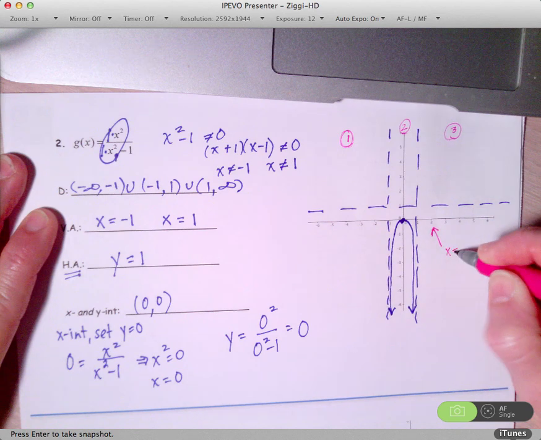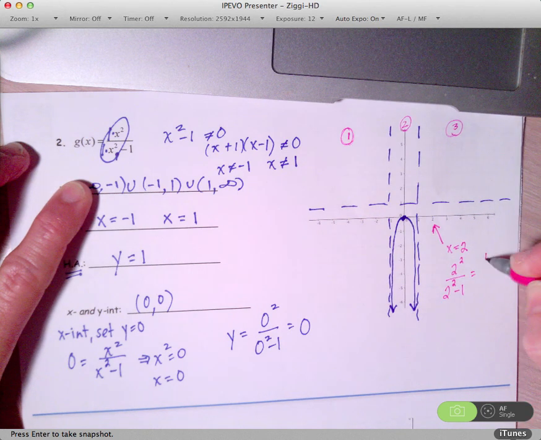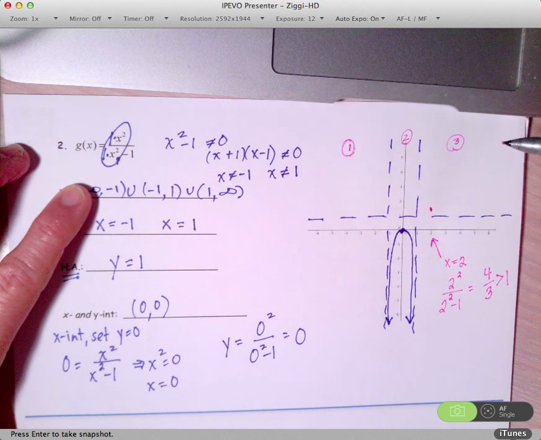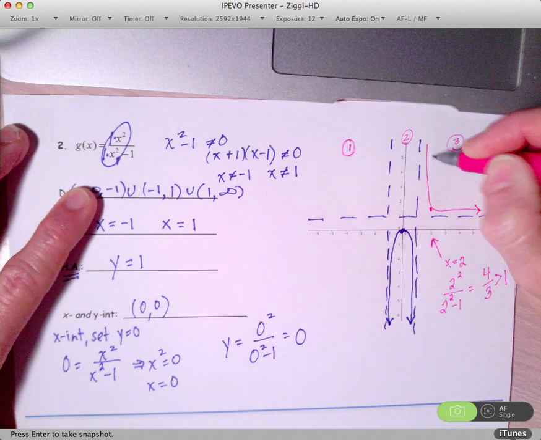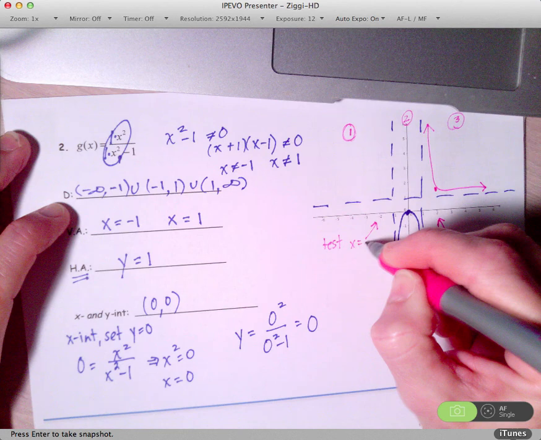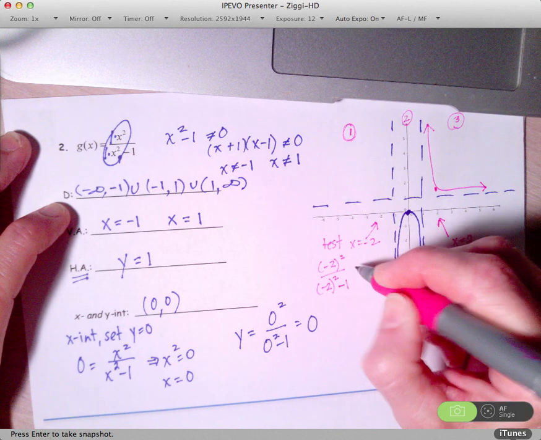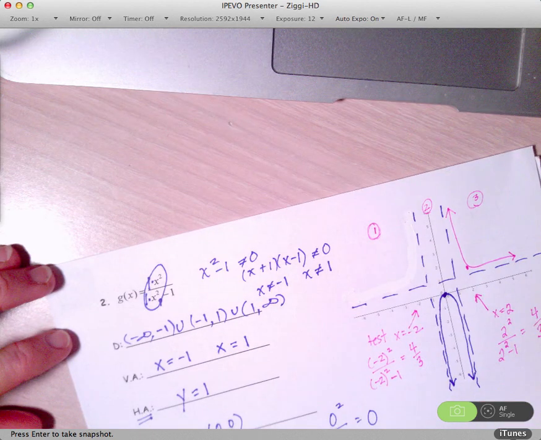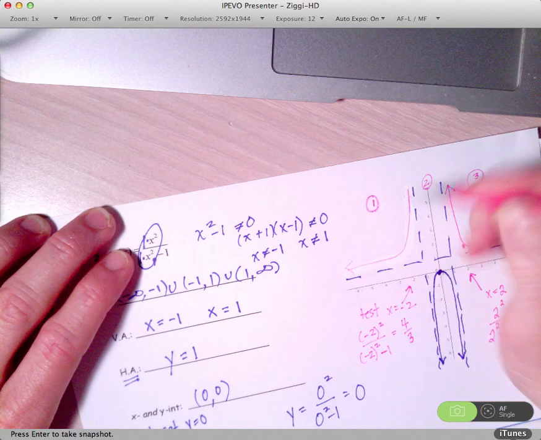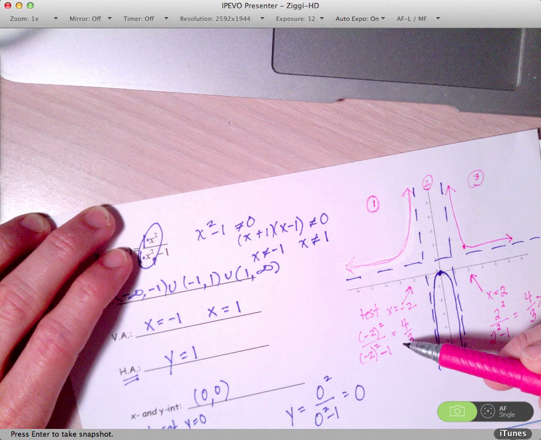So let's pick this value. We'll test x equals 2, and if you fill that in, you get 2 squared over 2 squared minus 1, so 4 over 3, which is bigger than 1, which means it's up here above the horizontal asymptote. So we put this curve right there. And then if we test over here, we can test x equals negative 2. Since we're squaring the x's, we're going to get the same thing: negative 2 squared over negative 2 squared minus 1. Again, you get 4 over 3, which tells you that the other curve is also above the horizontal asymptote. And that's it. We're just estimating the way that these curves look. We don't have to be exact. All we care about is if they're above or below the horizontal asymptote.